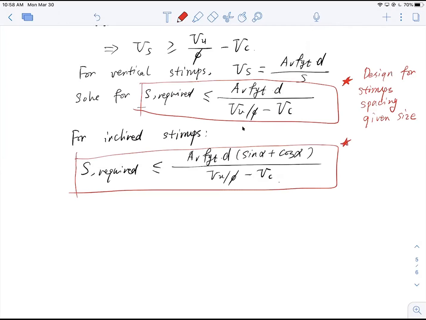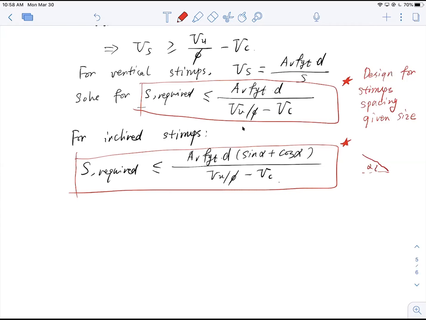Okay, so this is the equation for vertical. So for inclined stirrups, let me just put a notation here. The stirrups go this way, and the alpha angle is defined this way. So these are the spacing requirements to put up the stirrups.